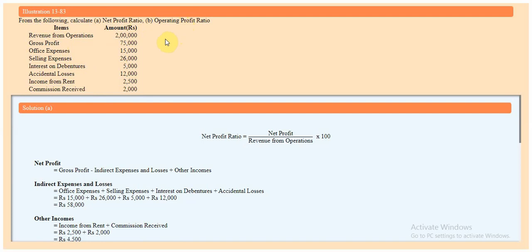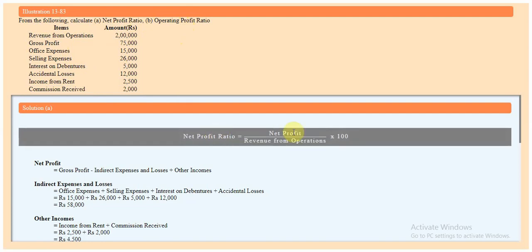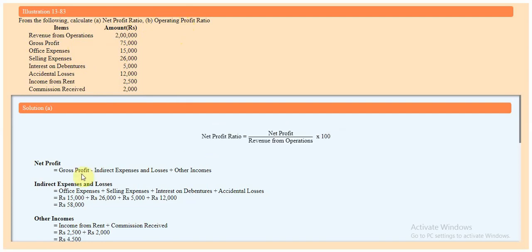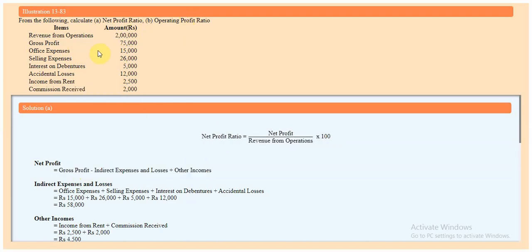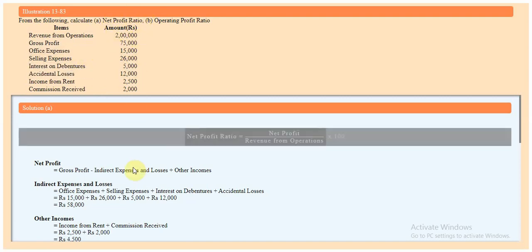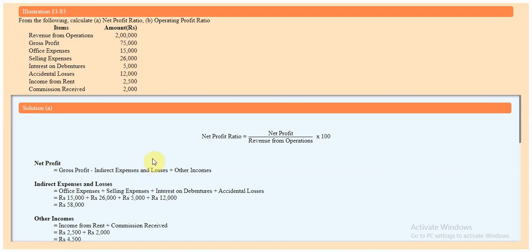So friends, for calculating net profit ratio we need net profit. How do we find out net profit? From GP we have to reduce all indirect expenses and losses and add all incomes. So here we need not segregate whether it is operating or non-operating. That is not required for calculating net profit ratio. So we will just go about reducing every expense and adding every income.